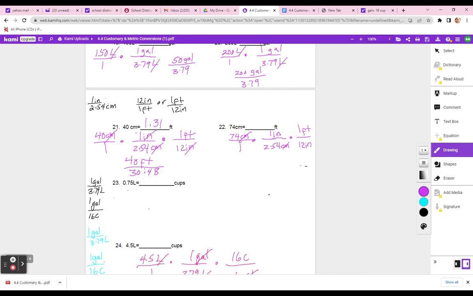So now we have 74 times 1 times 1, it's 74 feet, divided by 2.54 times 12, that's 30.48. So that's approximately 2.43 feet.